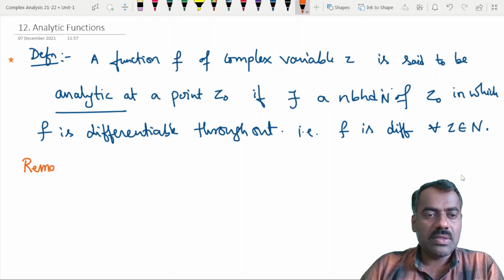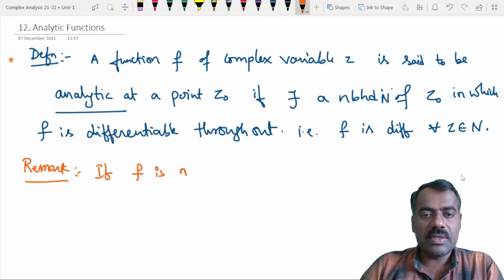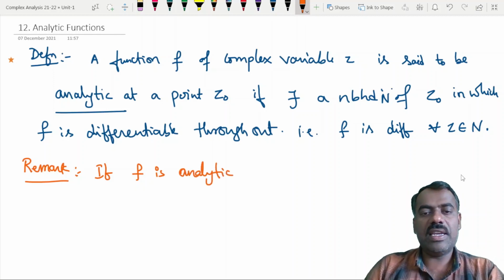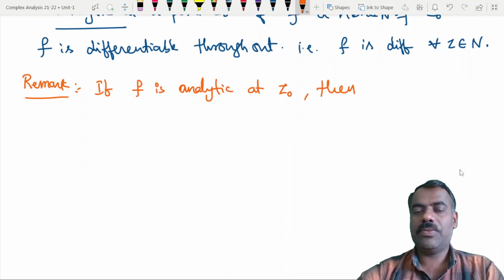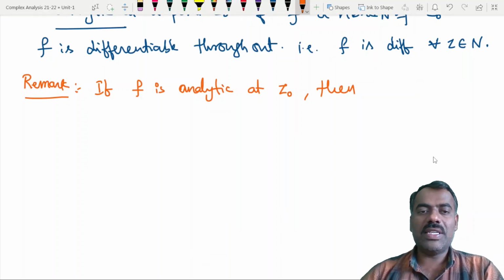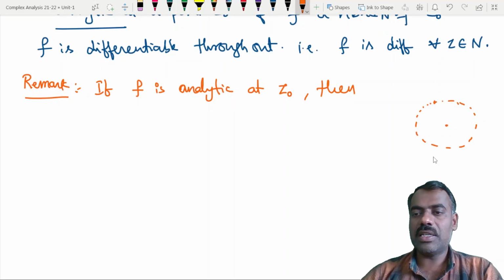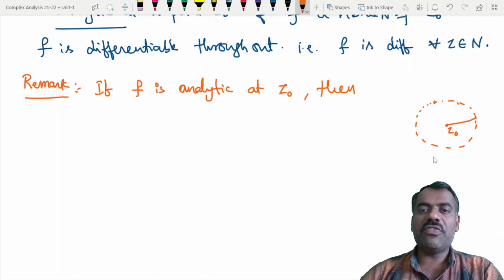a remark: if f is analytic at say z naught, then, what is the meaning of saying that? What do we know up to here? There exists a neighborhood of z naught, in which f is differentiable everywhere. Whatever point you take, f is differentiable.